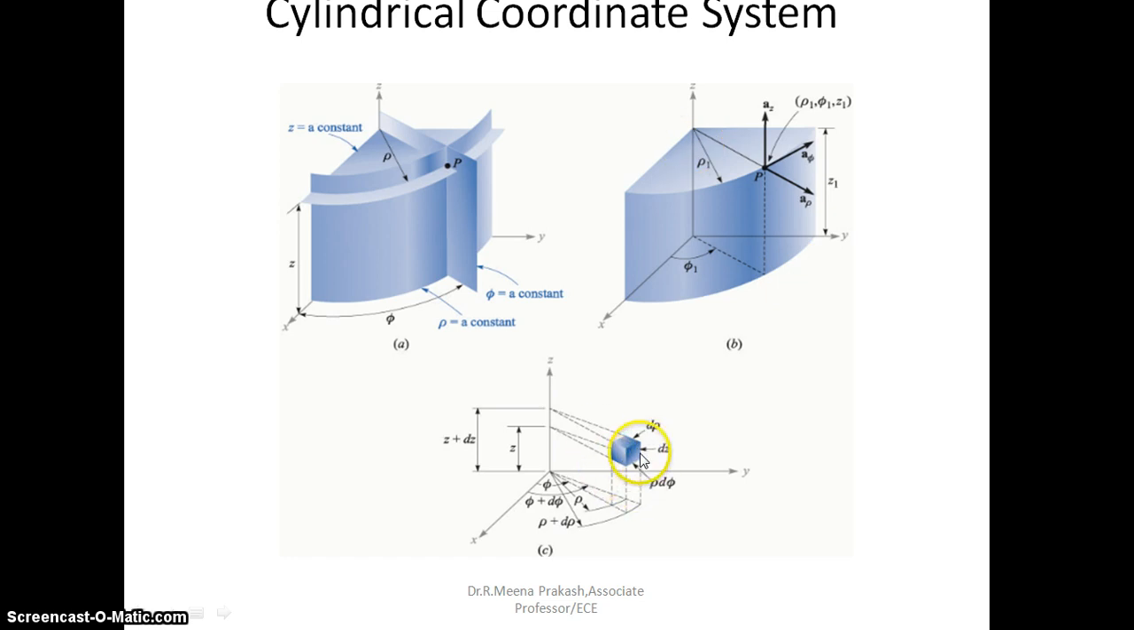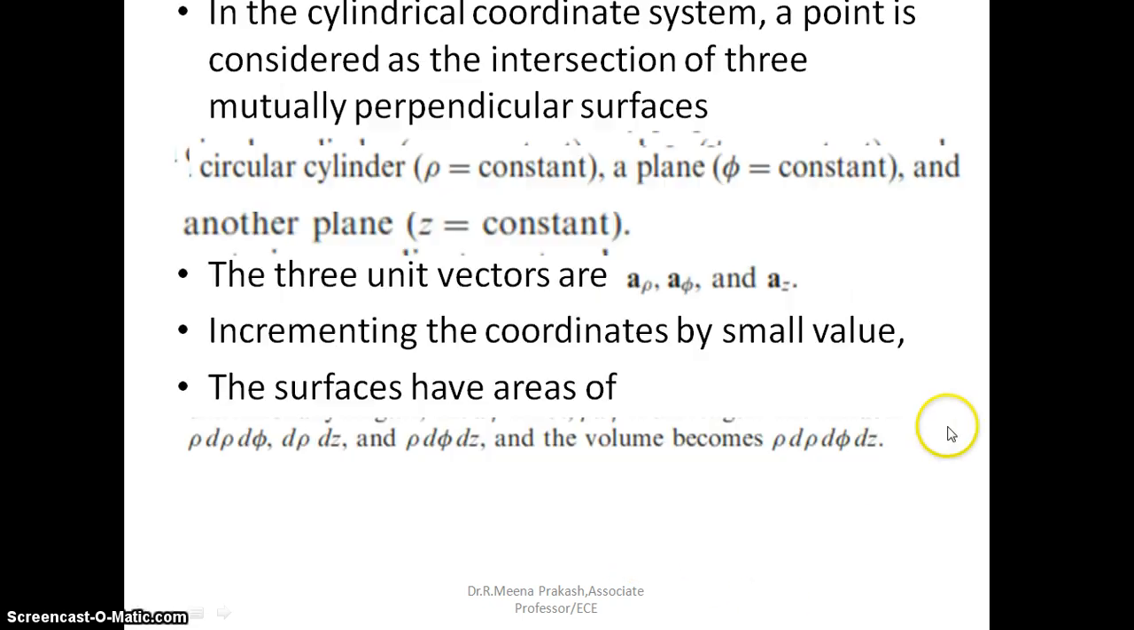Here again each of the coordinates is incremented. Say rho is incremented to rho plus d rho, phi is incremented to phi plus d phi, and z is incremented to z plus dz. Remember, when the angle is incremented, that is phi plus d phi, the variation in the arc length is given by rho d phi. In the cylinder, as we have said, a point is considered as the intersection of three surfaces: a cylinder rho equal to constant, a plane phi equal to constant, and another plane z equal to constant. So this may be regarded as the height. The three unit vectors are a rho, a phi and a z.